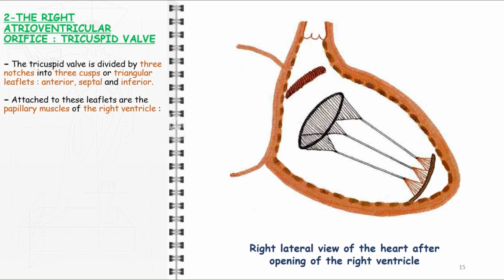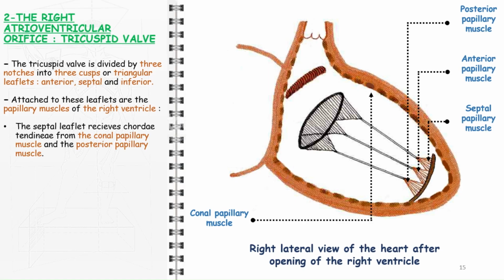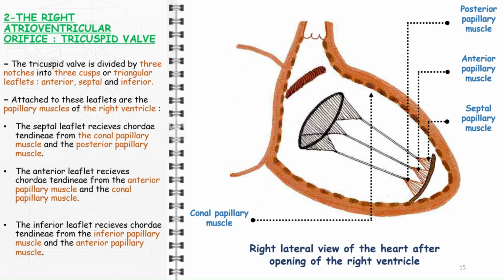Attached to these leaflets are the papillary muscles of the right ventricle. The septal leaflet receives chordae tendineae from the conal papillary muscle and the inferior papillary muscle. The anterior leaflet receives chordae from the anterior papillary muscle and the conal papillary muscle. The inferior leaflet receives chordae from both the inferior and anterior papillary muscles.